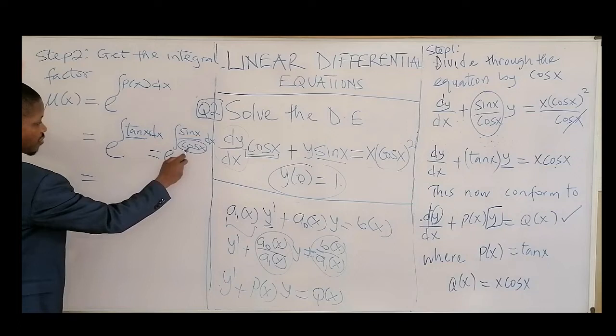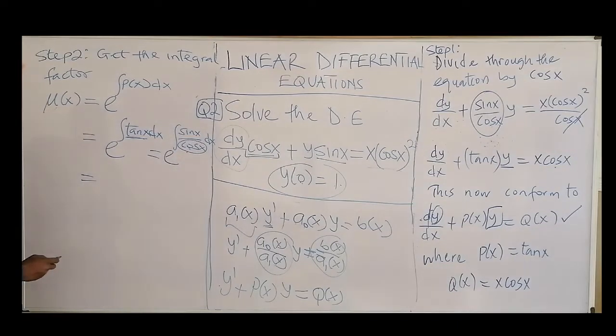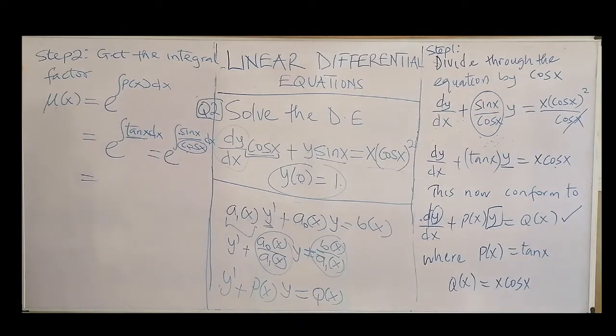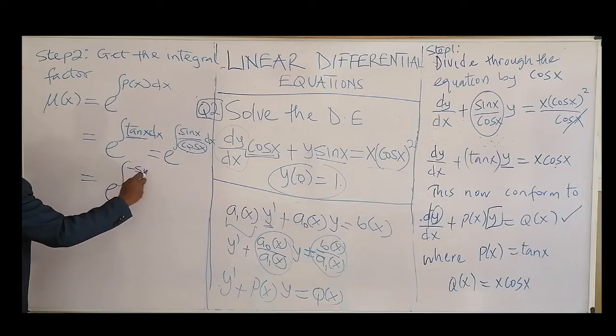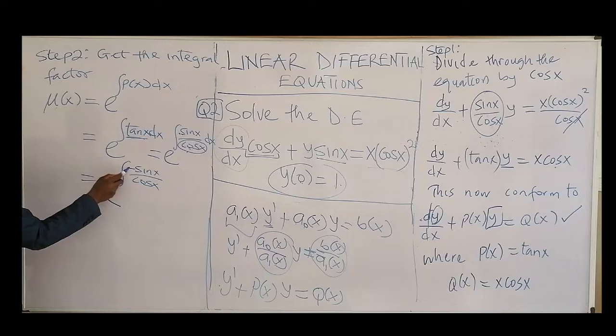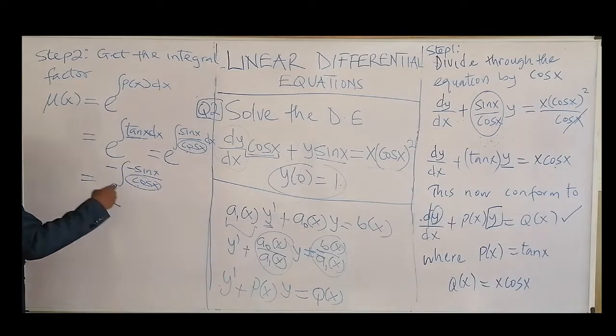The differential coefficient of cosine is minus sine x, which is almost the same as this. So we are going to make it the same as the numerator. Okay? And that will be equal to what? Exponential to the power of integral minus sine x over cos x. And whatever you introduce, you have to introduce the same at the outside so that you cancel out. Okay? So the derivative now of the denominator is now the same as the numerator.